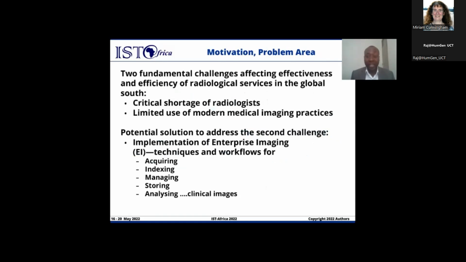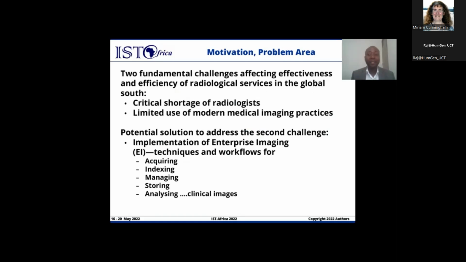Two fundamental challenges, however, affect the effectiveness and efficiency of the radiological services in the Global South, and these include a critical shortage of radiologists and the limited use of modern medical imaging practices.